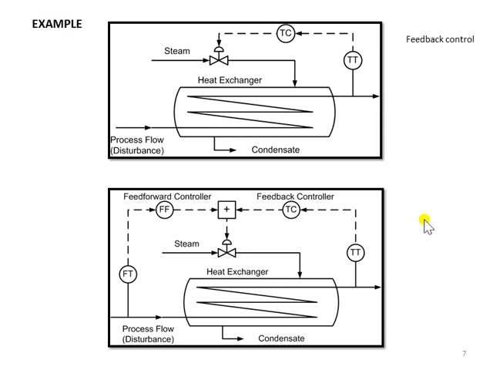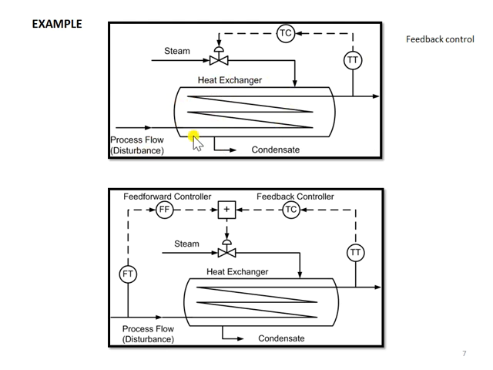Let's look for another example. So we have here both the feedback control loop and also the combination of feedback and feedforward. So let's take a look at the feedback control loop first. So this is the conventional control loop where this system is a heat exchanger.